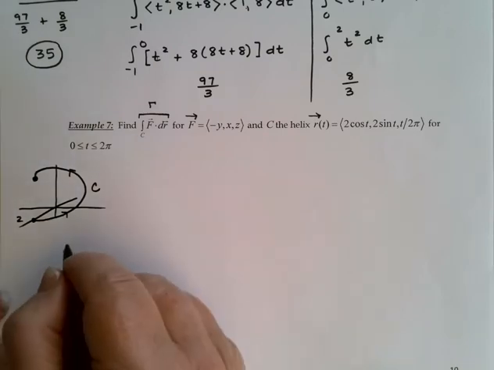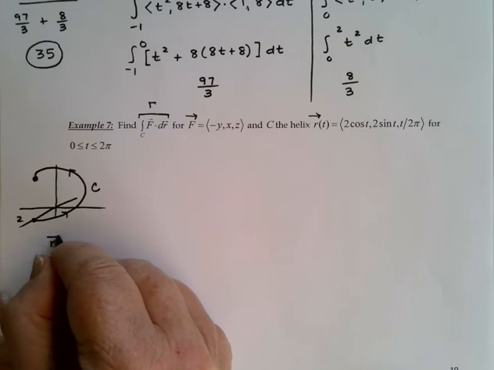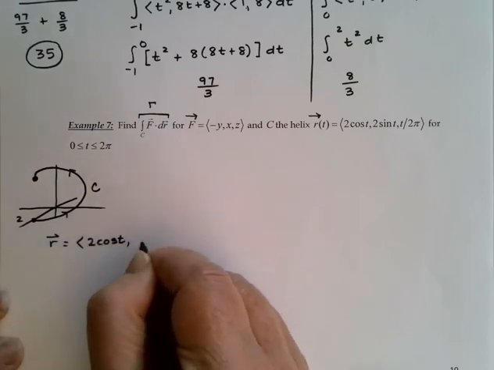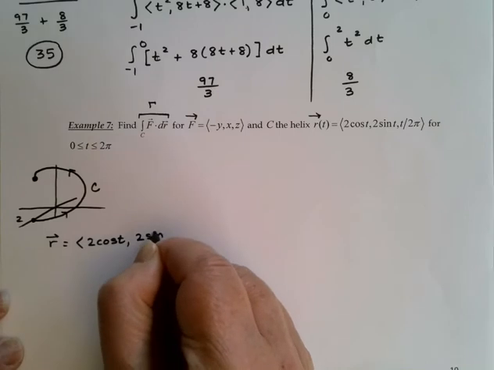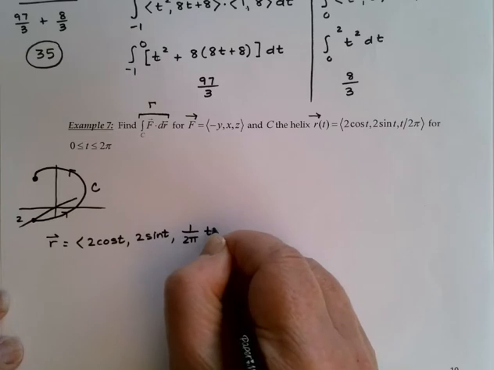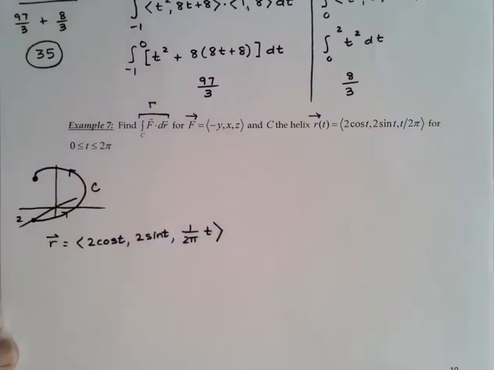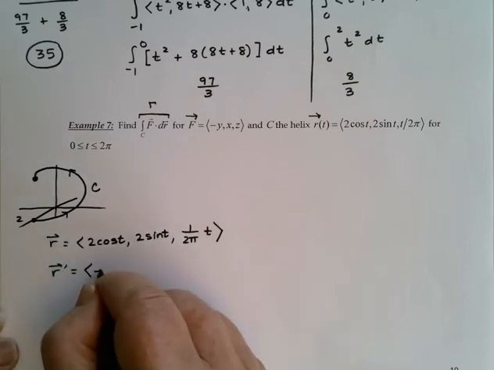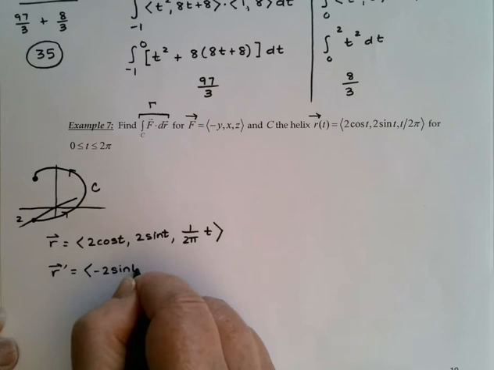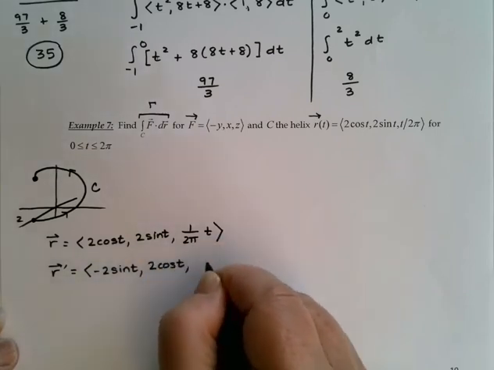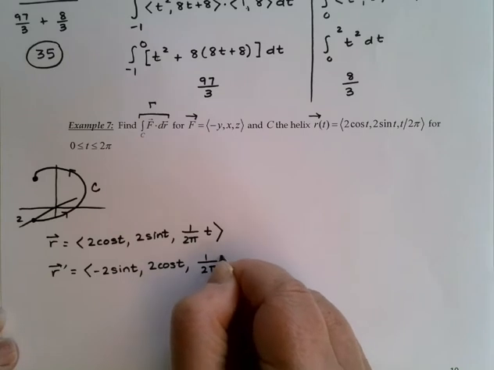Now we know that r was given to us. Just going to jot it down here. I'm actually going to write that as 1 over 2 pi times t, just a little easier for me to work with. My interval is given right there, so I don't really have to rewrite that. The derivative r prime is negative 2 sine t, 2 cosine t, and this derivative would be 1 over 2 pi.